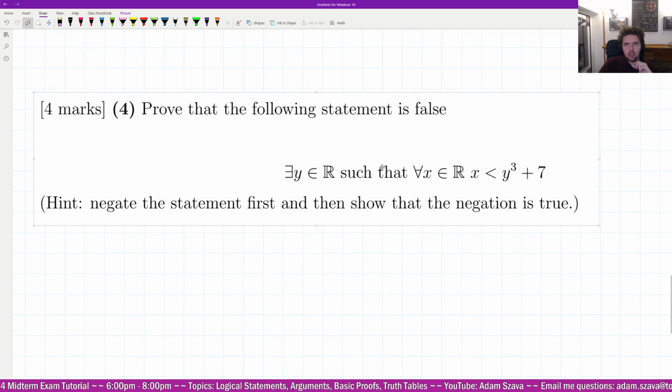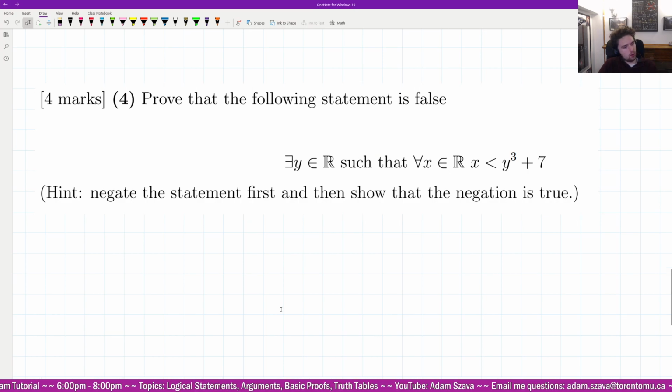To prove the statement is false, one way to do that, always, is to show that the inversion, the negation, or whatever you want to call it, is true. If you can prove that the negation is true, then you've proven that the original statement is false.